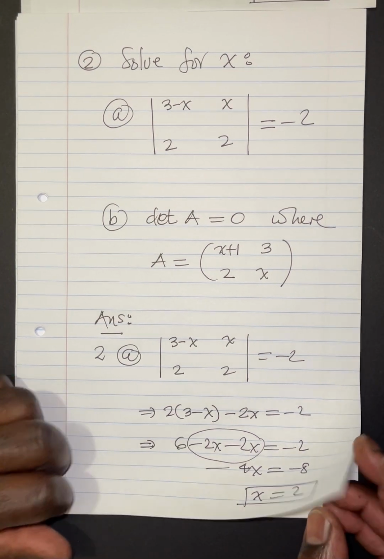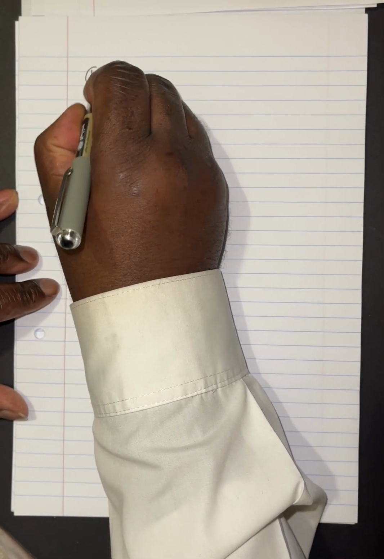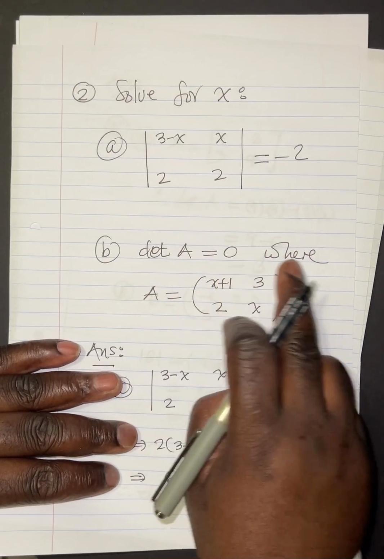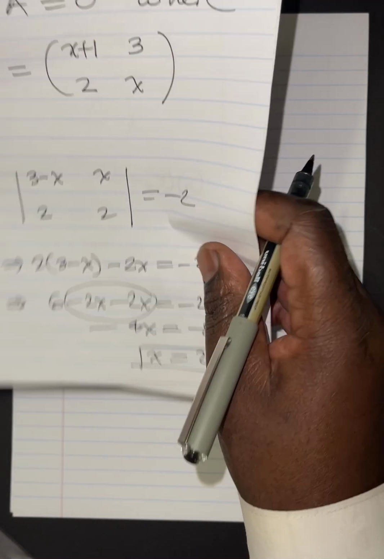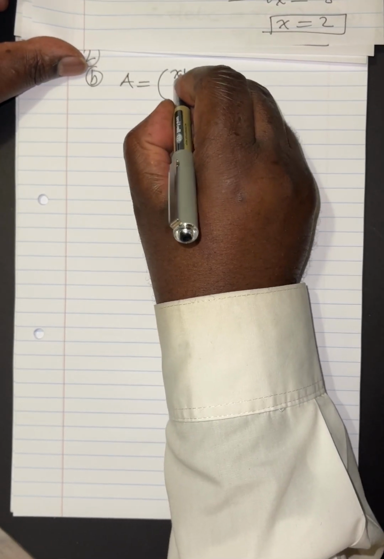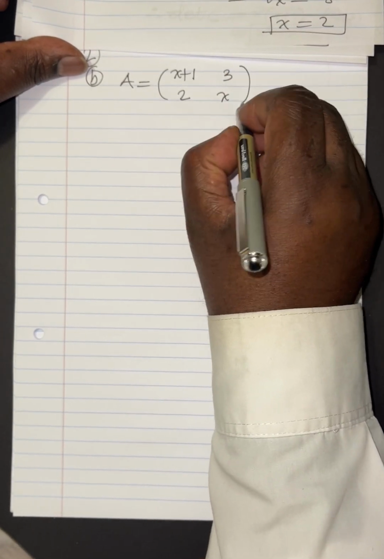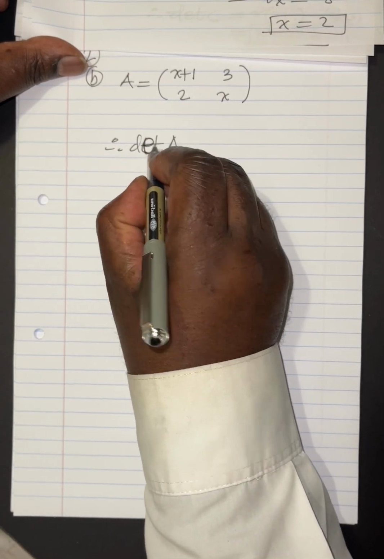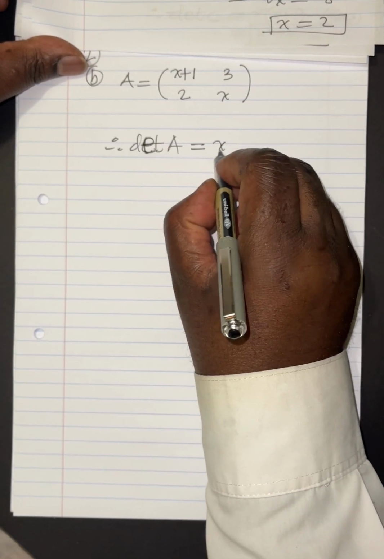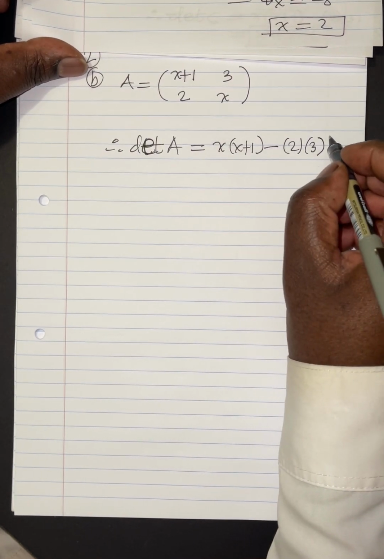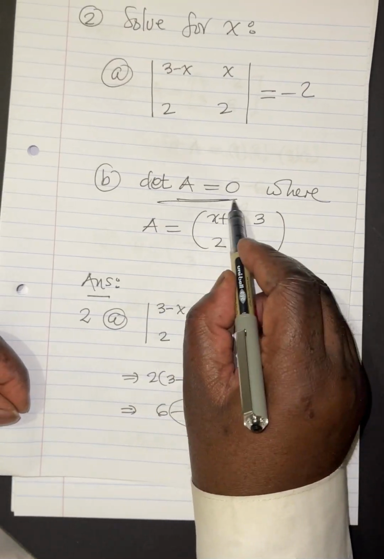Let's look at number B, the last one in this example, number 2b. Remember, number 2b is this one. We are told that A equals 0. In other words, the determinant of A is 0, where A is this matrix here. So in our solution, A is equal to x plus 1, 2, 3, x. Then we're going to say, therefore, that the determinant of A is going to be equal to, remember, right diagonal, x times x plus 1, and then minus 2 times 3. What are they saying? They are saying the determinant is equal to 0. So we're going to equate this to 0.